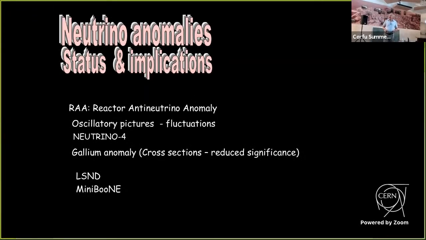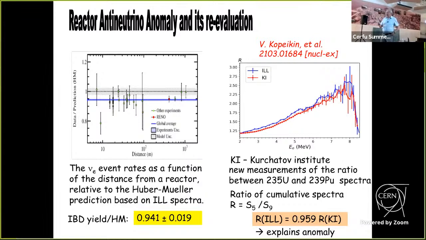Now, neutrino anomalies. I will discuss some anomalies and their status. One is the reactor neutrino anomaly, which states that present-day observations made at different baselines give rates that are smaller than what is expected according to the Huber-Mueller predictions, which are based on Grenoble spectra. Grenoble measured the energy spectrum of electrons from different isotopes, especially uranium and plutonium, and converted this electron energy spectrum to the neutrino energy spectrum.